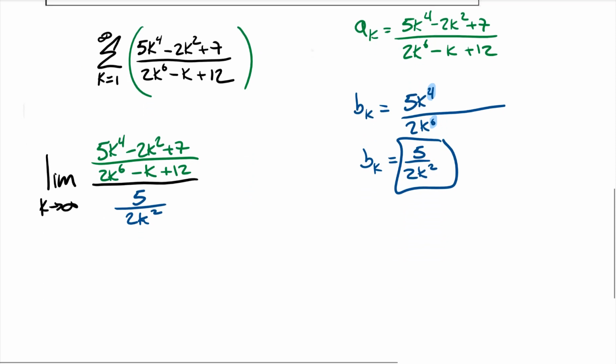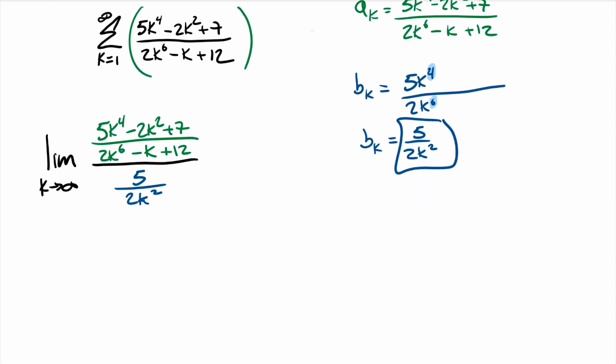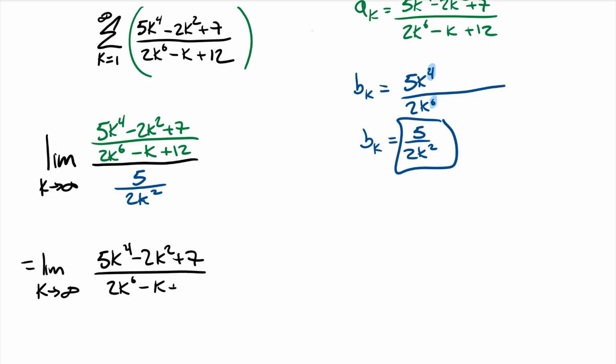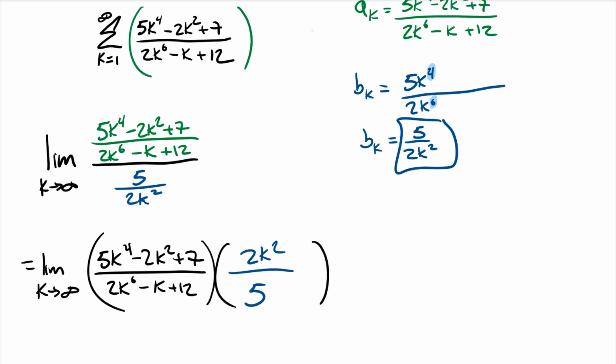We want to see what that limit's going to be. So let's go old school real quick, and let's write dividing a little bit different. So we have our 5k to the 4th minus 2k squared plus 7 all over 2k to the 6th minus k plus 12. And then let's multiply by the reciprocal of the denominator, right? So we'll go 2k squared over 5.